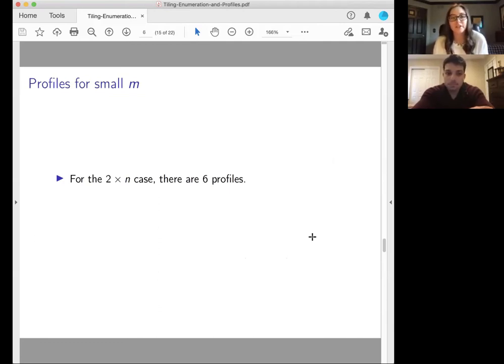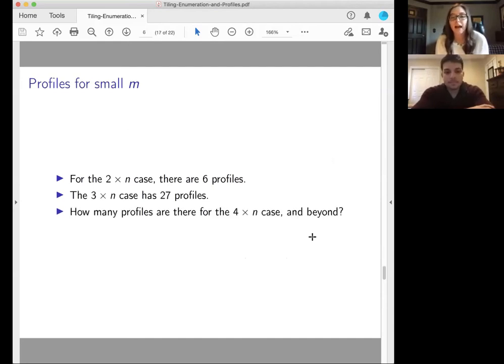And so for our different profiles, we were able to find that in the 2 by n case, there were 6 different profiles. In the 3 by n case, there were 27 different profiles. But our question arose of what happens for the 4 by n case and beyond. And this is where we had to create a formula in order to understand what happens in the larger cases.